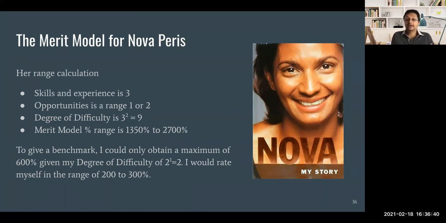To give a benchmark, I could only ever maintain a maximum of 600%, given that my degree of difficulty is 2 to the power of 1 equals 2. So I would rate myself in range of 200 to 300%, if you know what I mean. So when I see someone like Nova, I just go, wow, that's amazing what she's done, given her degree of difficulty, right? I can acknowledge that she's done well, but I can actually add a weighting there as well.